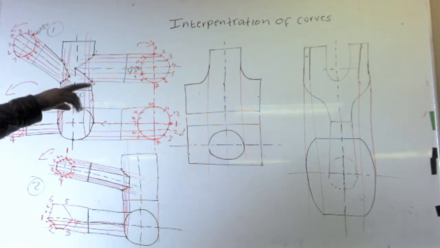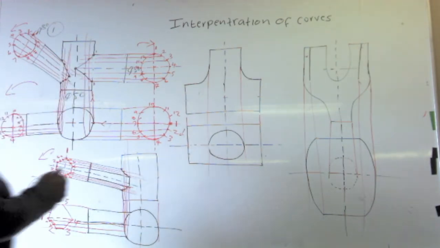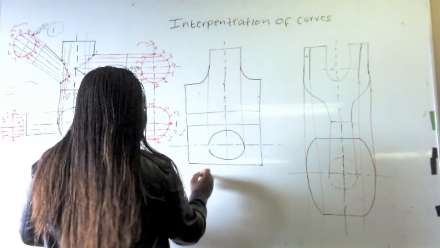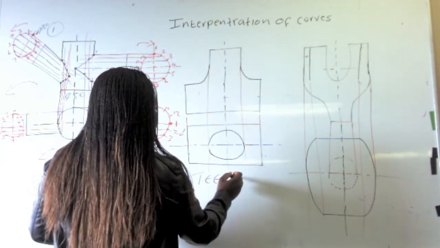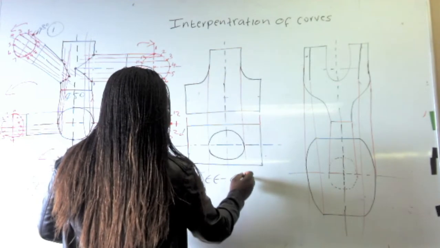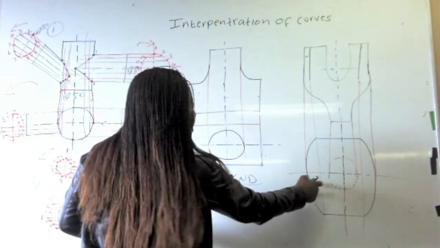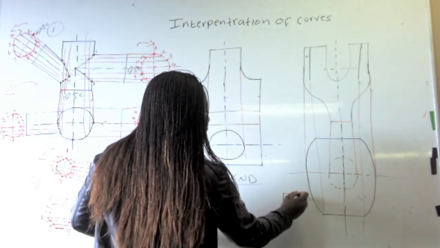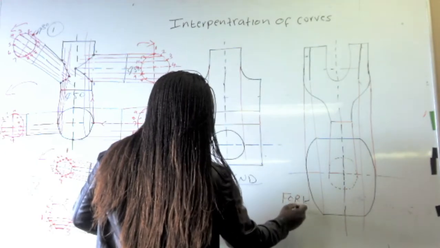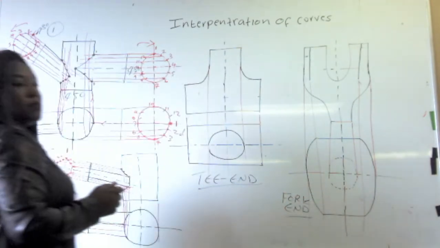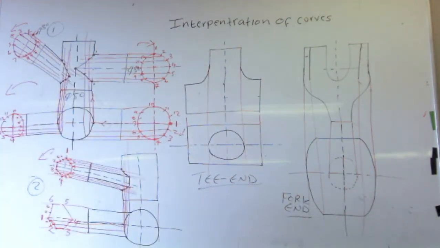Then the other 2 types of interpenetration, this one is called a T connection or T-end connection. This one here is called a fork end connection. So they can either ask for a fork end or a T connection. So let me do the one with a T connection. To do the T connection, you look at what is given. They always give you the front and the top.